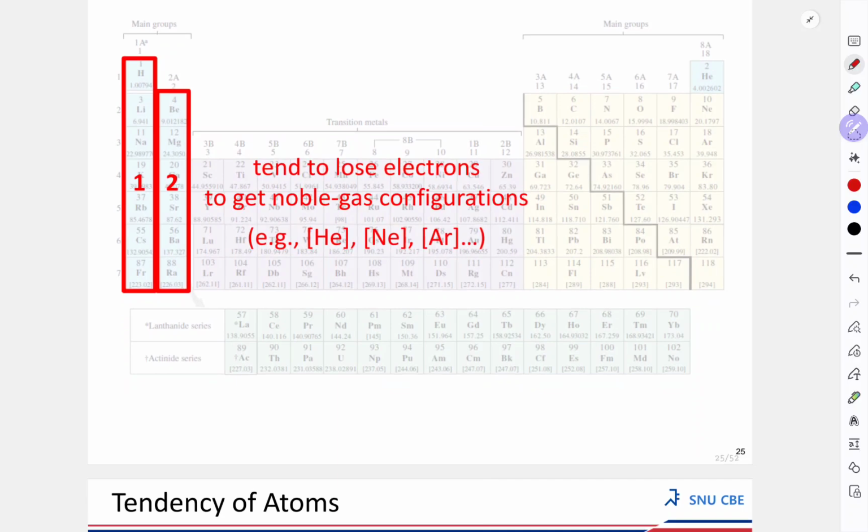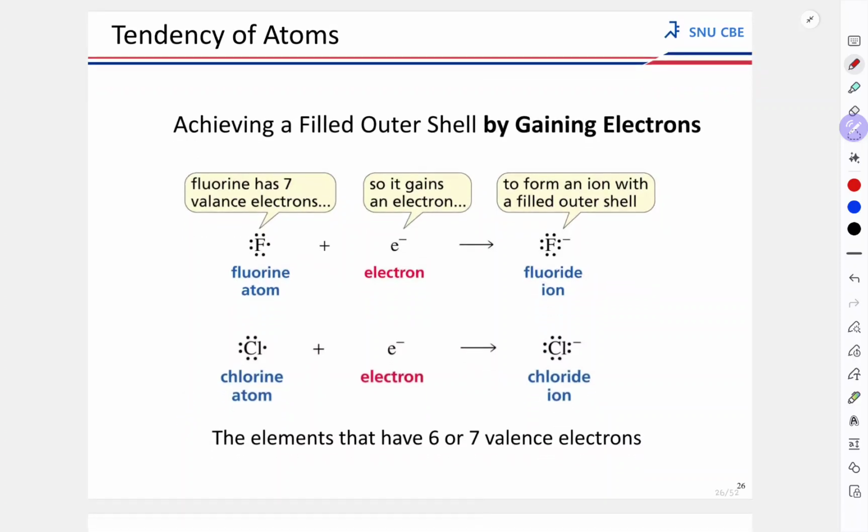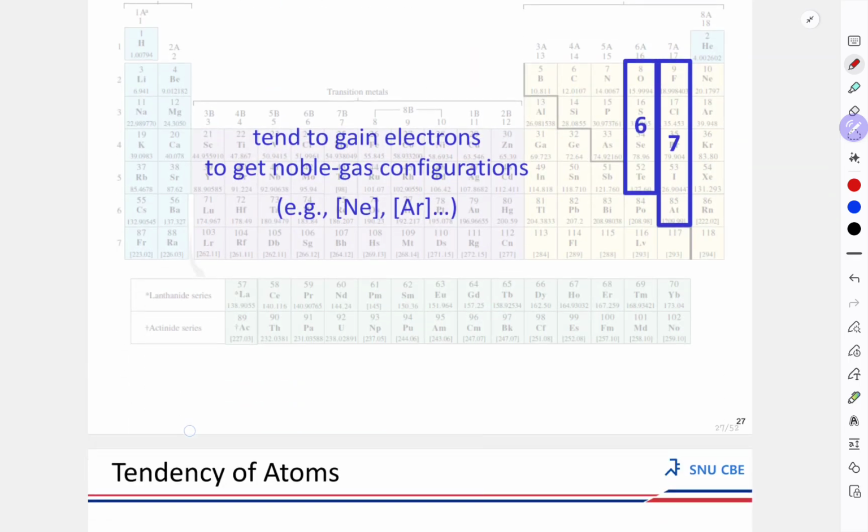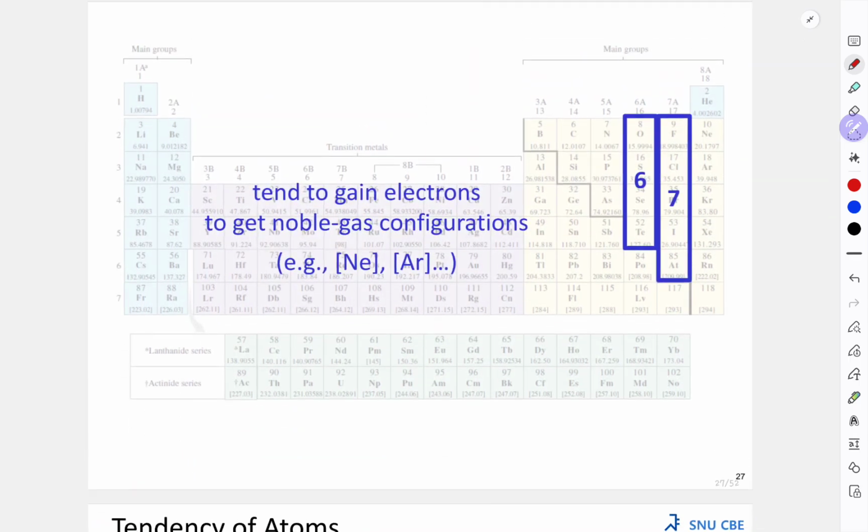What about species like fluorine or chlorine? These can achieve the filled outer shell by gaining electrons. So they are happy getting the electron. For instance, fluorine has 7 valence electrons, but by gaining 1 electron it can satisfy the octet goal. So in this case, the anion can fill the outer shell. Elements that have 6 or 7 valence electrons show this tendency. They tend to gain electrons to satisfy the octet. So the elements in this part of the periodic table tend to gain electrons to get the noble gas configuration.